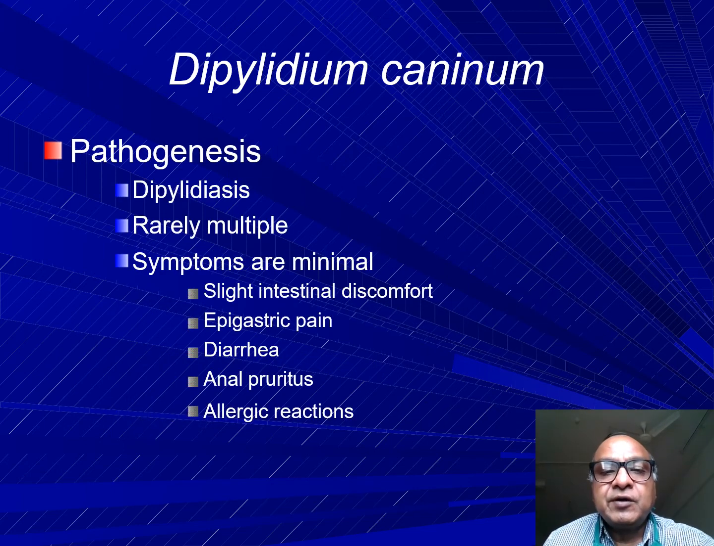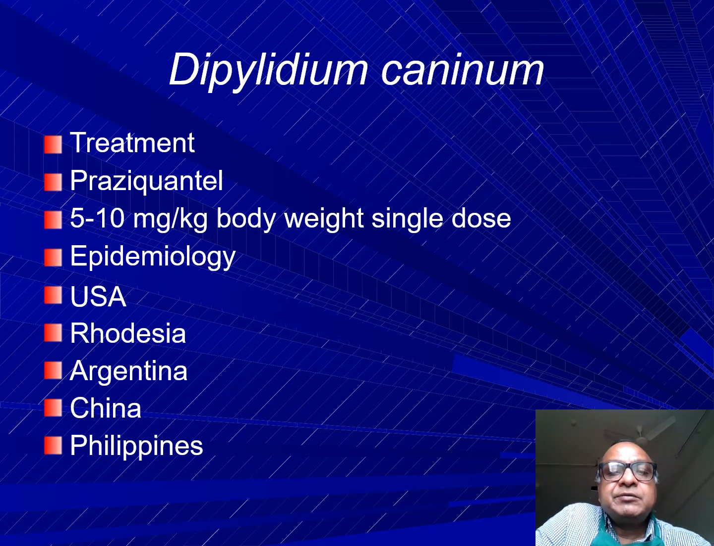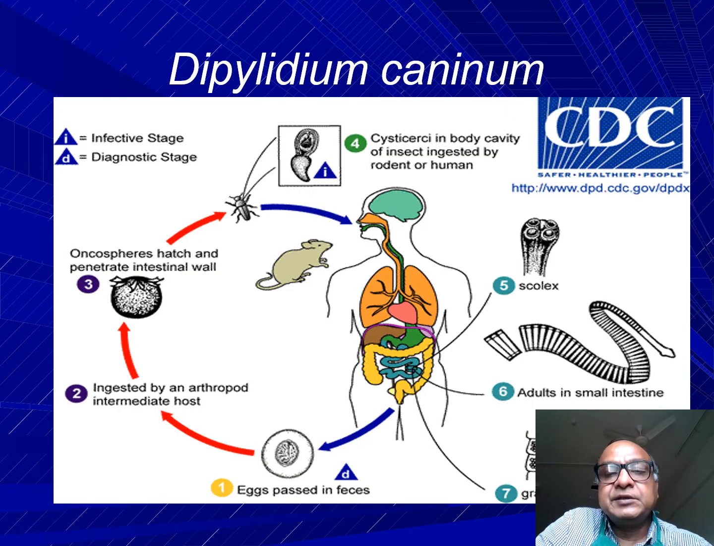Mostly single worm infection is there, rarely multiple. Symptoms are minimal with slight intestinal discomfort. Treatment is praziquantel, a little less in dose, 5 to 10 milligram per kg body weight. It is more common in USA, Rhodesia, Argentina, China and Philippines, not found much in India. This is the sketch of the life cycle of the D. caninum.